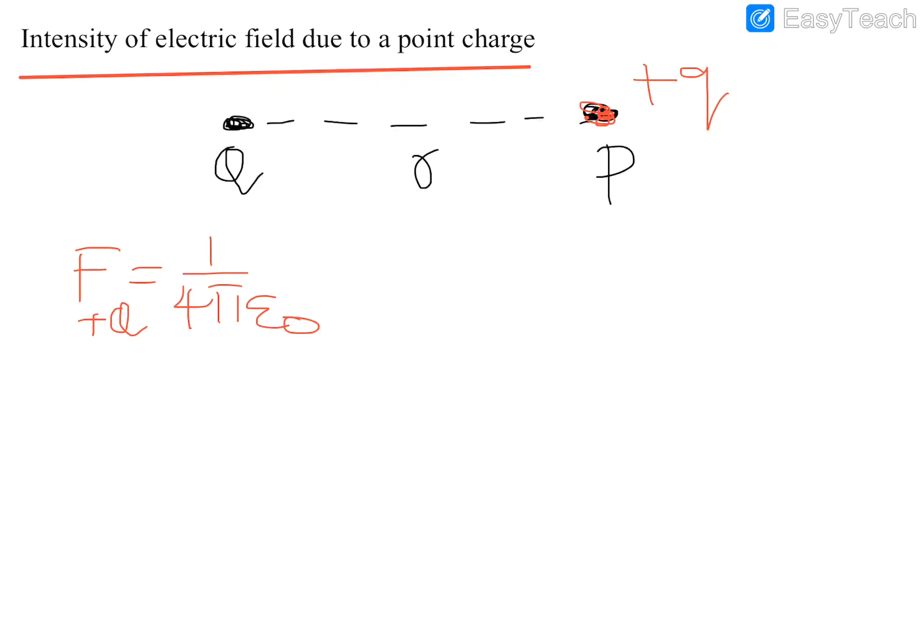Next one is Q1 Q2 by r square. Here instead of Q1 it is capital Q, and Q2 is small letter q. We don't need to consider the sign, that's why I am considering both as positive, divided by distance square. Here the distance is r square. This is the force acting on small letter plus q due to capital plus Q. So F means force acting on small letter plus q due to capital plus Q. Please remember the notation.